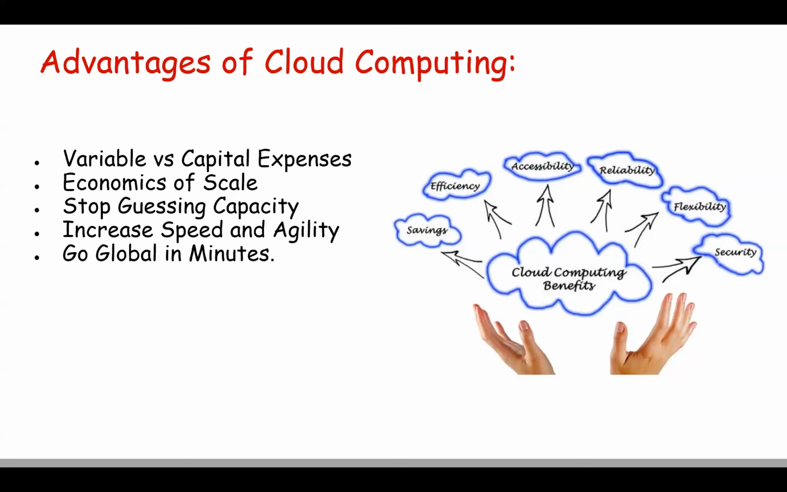And here on the left-hand side, you can see it will decrease guessing capacity. Guessing capacity means, as per the load, how much resource is required, that we can justify here. That will help to create the instance for the users. And we can go global in a minute. This means as soon as you buy the services, your application starts running and your IT service starts by using the cloud.